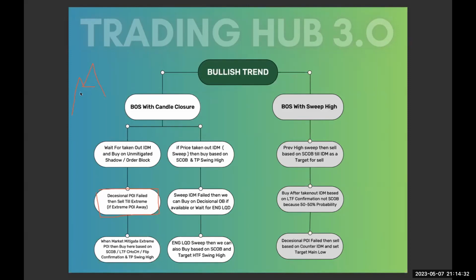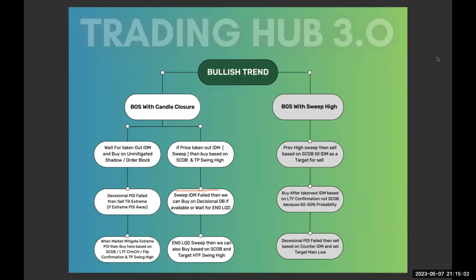This is your demand zone, it gives a reaction and fails. Then you can sell here after taking out this high based on chalk and flip, mitigate your extreme PY and then buy, which I recently covered in previous diagrams also, showing how you can deal in this situation. Simple.